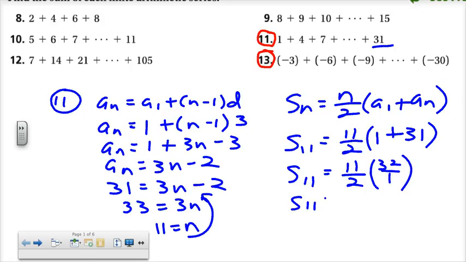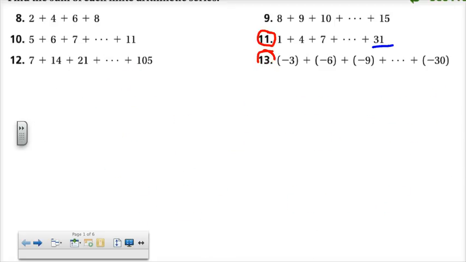You could grab a calculator if you want, or you could reduce that 2 with 32, so you're going to get 11 times 16, which is 176. And that's all there is to it. As I have mentioned, there is the key right there. When you have a formula for an arithmetic series, everything comes pretty easily. So let me go to number 13 and go through the same motions here.